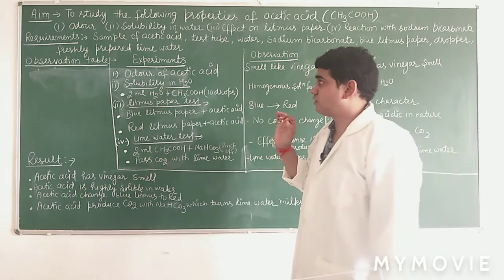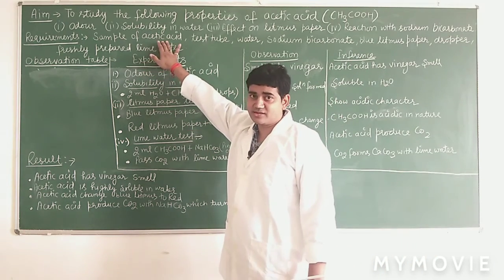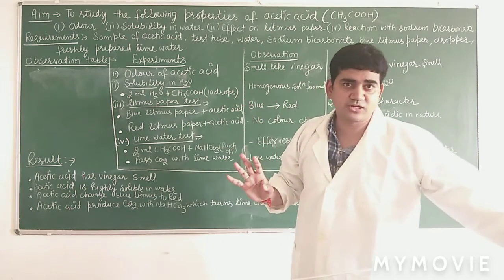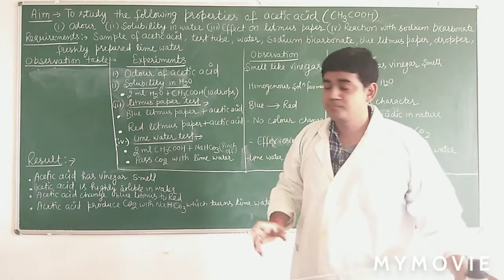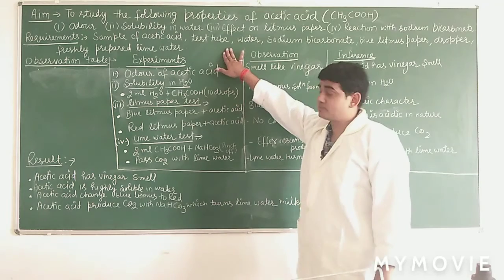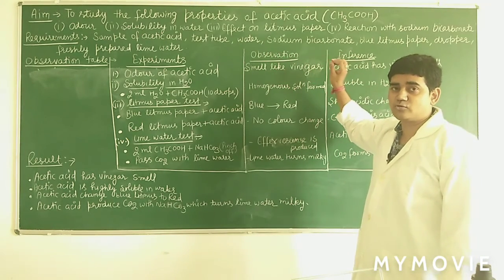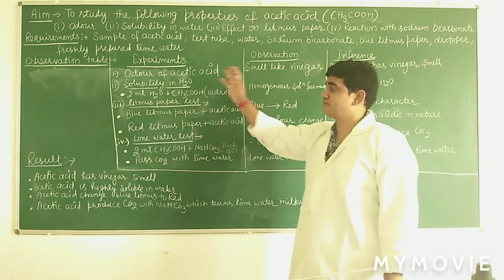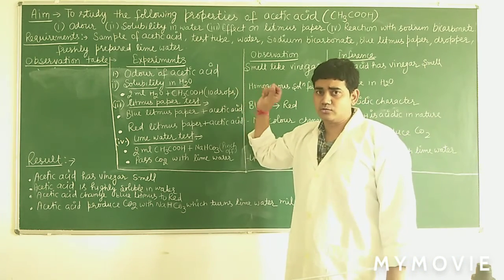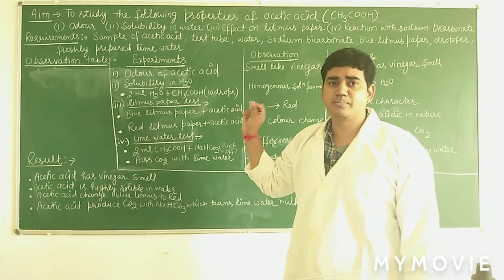So what we need for this is basically a sample of acetic acid, a freshly prepared, pure sample of acetic acid. Second are test tubes, water, and sodium bicarbonate. Sodium bicarbonate means sodium hydrogen carbonate. We also need blue litmus paper, red litmus paper and freshly prepared lime water. While experimenting we learn how to prepare the freshly prepared lime water.